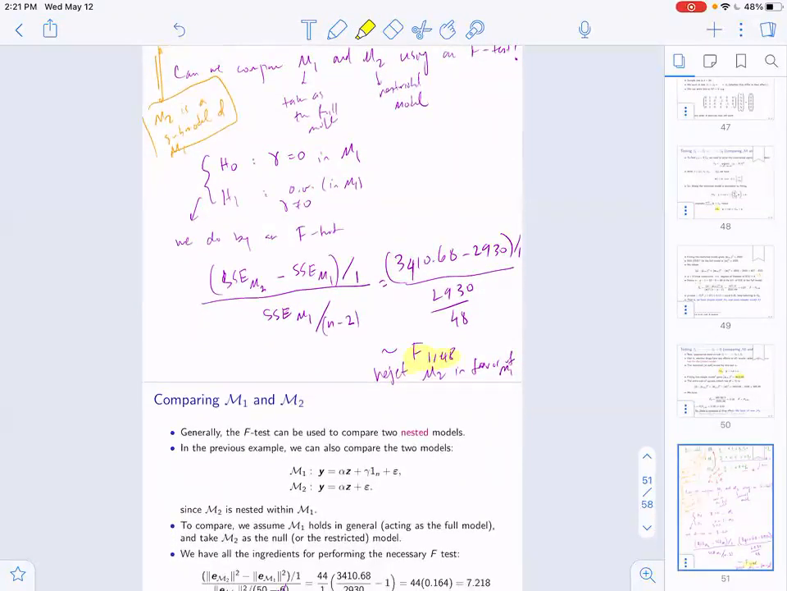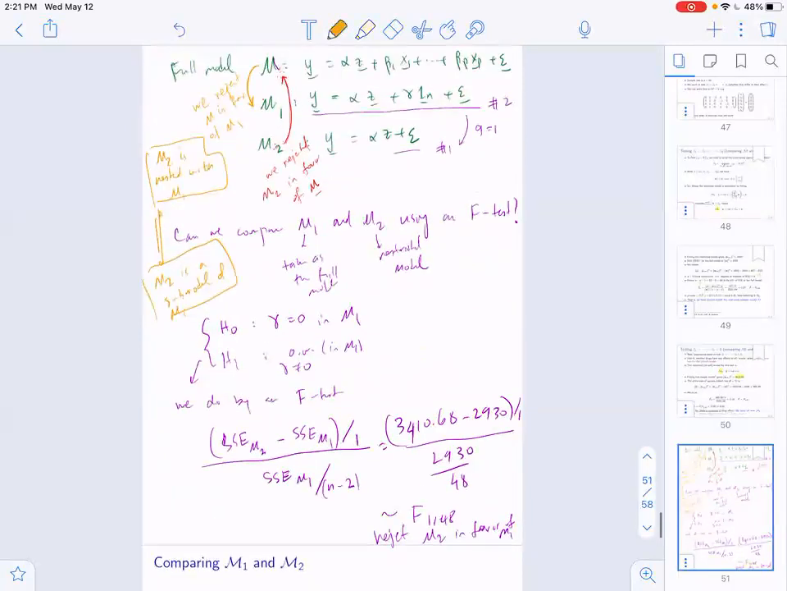And it turns out that if we did it correctly, we also reject M2. So reject M2 in favor of M1. So everything correctly points to M1. Okay. Questions?